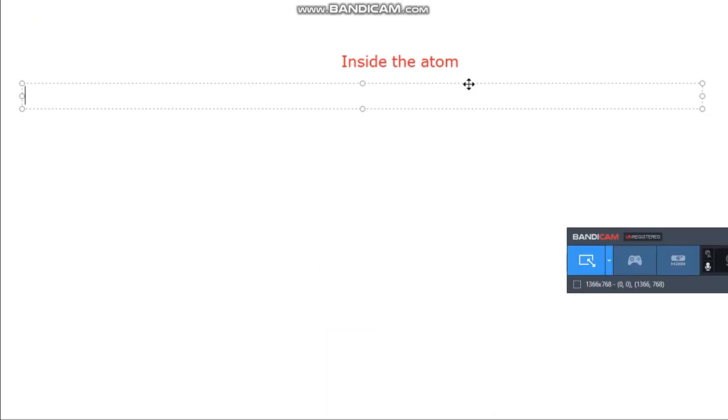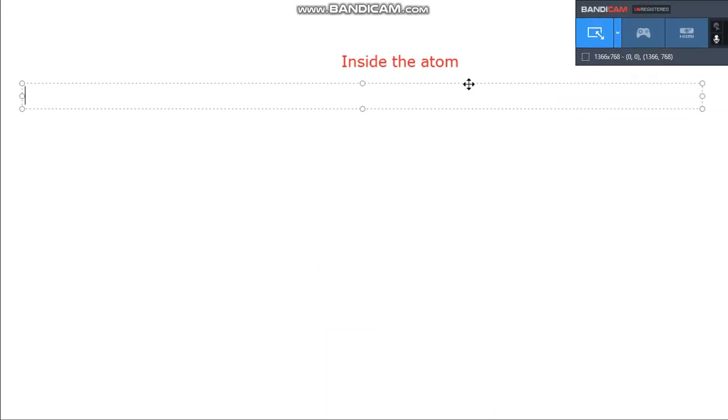These particles are called atoms. Today we will enter inside the atom. We will identify the components of the atom. Any atom consists of two parts.